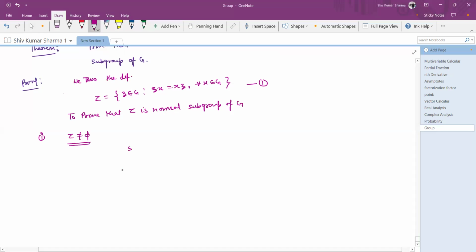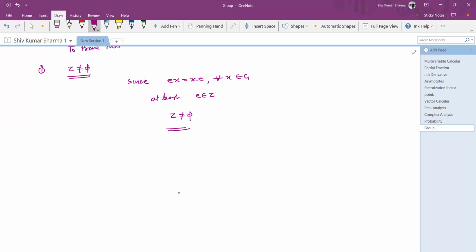So we can write, since Ex is equal to Xe for every X belongs to G, that means this contains at least one element. That element is E belongs to Z. So then we can say that Z is not equal to empty set. So then we prove that Z is a subgroup of G.